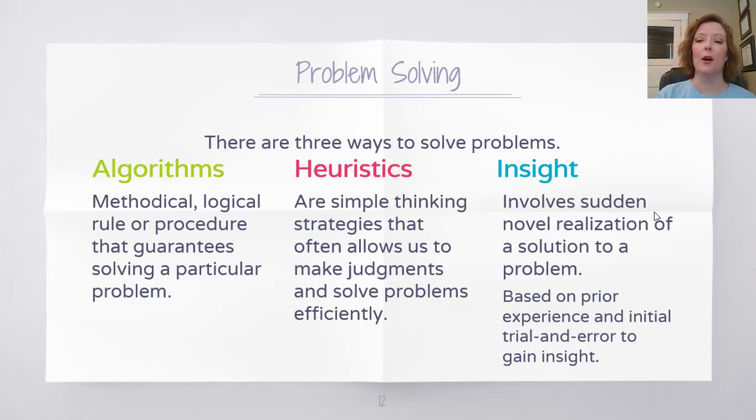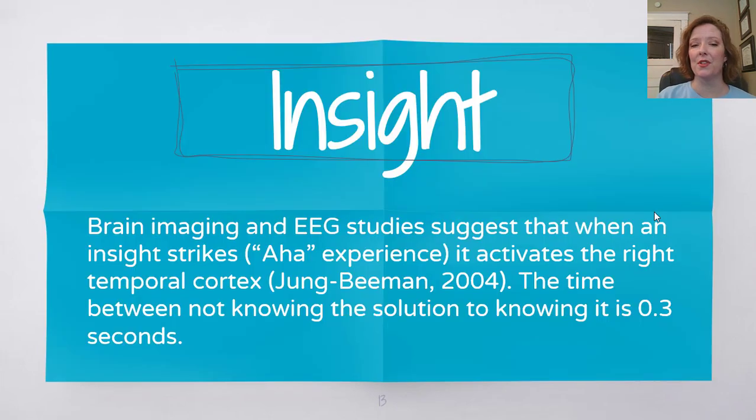And this is based on prior experience and initial trial and error to gain the insight. What's really interesting is that brain imaging and EEG studies suggest that when an insight strikes, your aha experience, it activates the right temporal cortex. The time between not knowing the solution and knowing is 0.3 seconds.